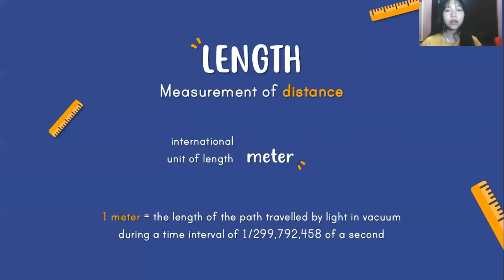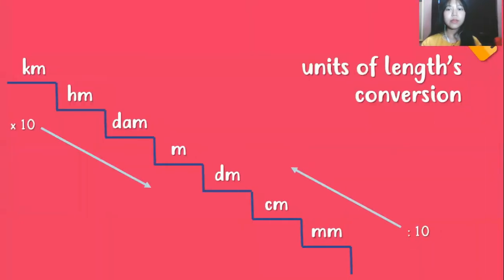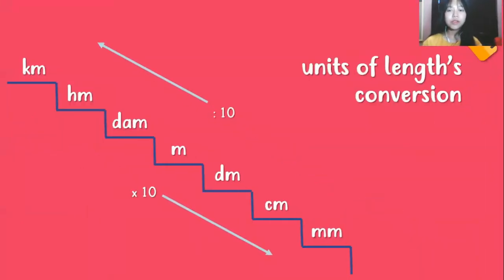And you know that meter is not the only unit of expressing length. There are a lot of other units, and we can add a prefix in front of the word meter so that we can easily express a bigger or even smaller number of the measurement. Here I have the stair of units conversion for length. It starts with kilometer, continued with hectometer, decameter, meter, decimeter, centimeter, and millimeter.